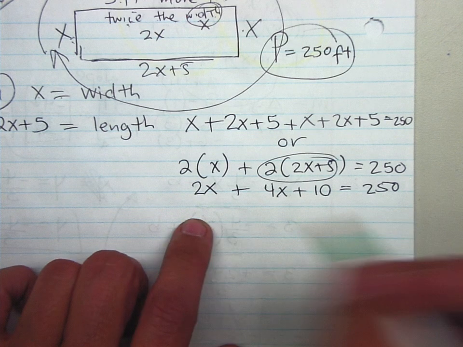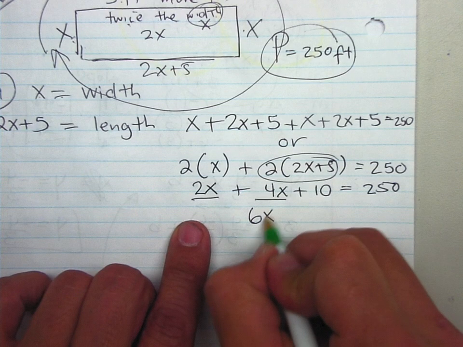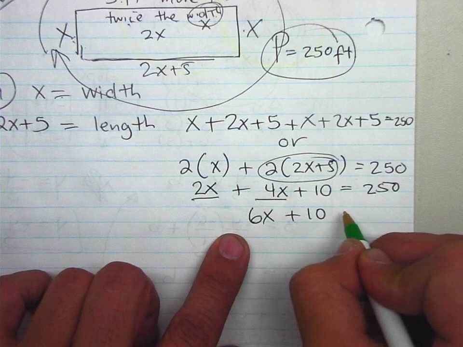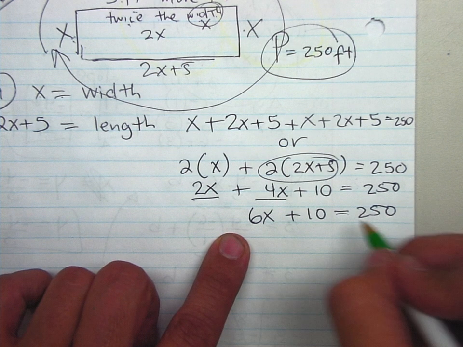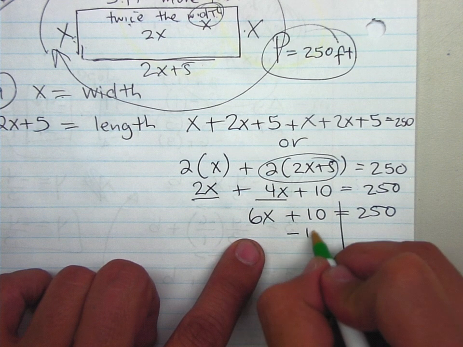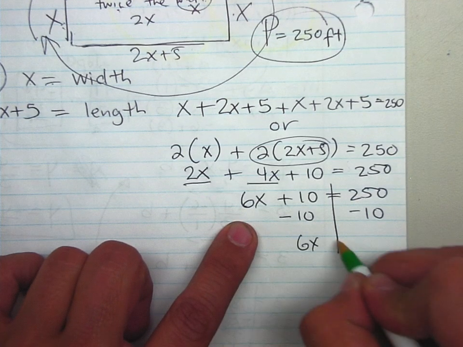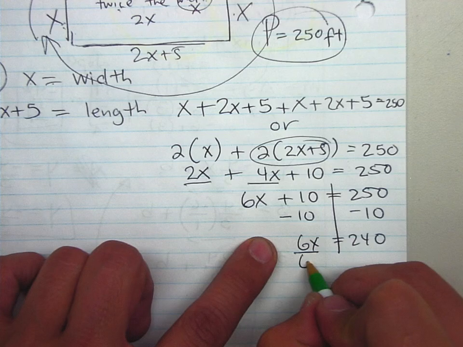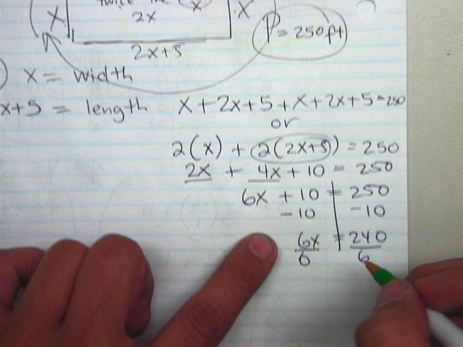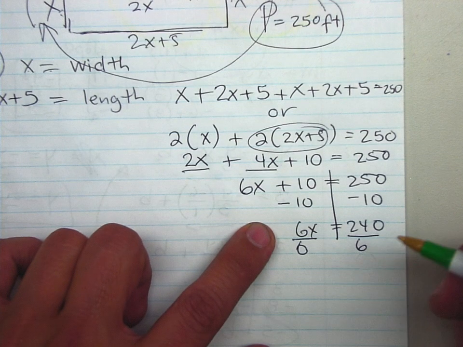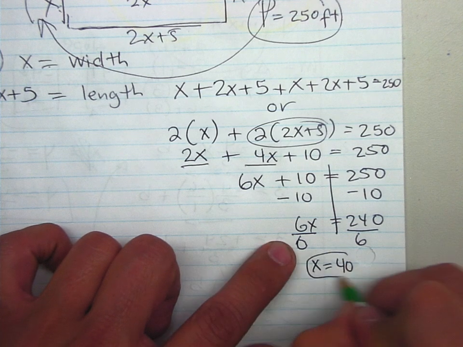And my length is 2 times X plus 5. What's X? We found it, which is 40. So 2 times 40 is 80, plus 5 is 85. And that's your length. So your length is 2 times 40 plus 5. There's your length and the width. Now we have the dimensions.